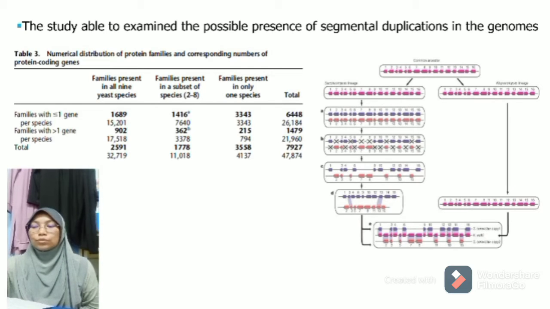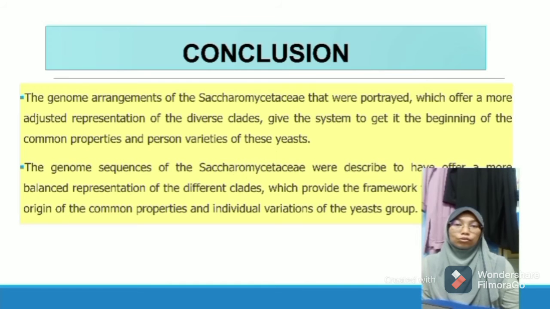In the table, protein families were computed from 9 yeast species and were classified according to their presence in all species in column 1, a subset of species in column 2, and only one species in column 3. To conclude from the study, the genome arrangement of Saccharomyces has provided a more balanced representation of various clades, enabling a better understanding of its common properties and its individual varieties of the yeast. So that's all for me. I pass it to you.